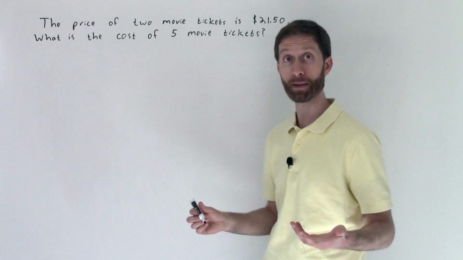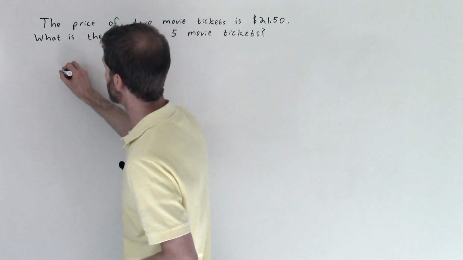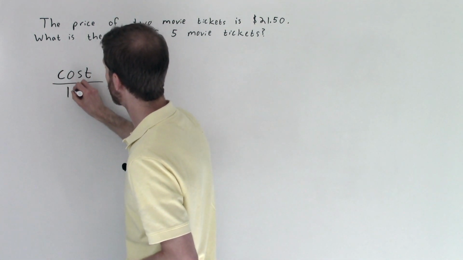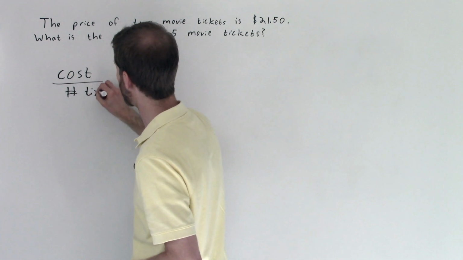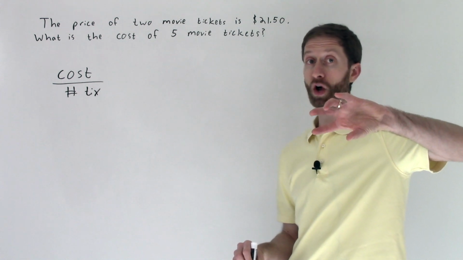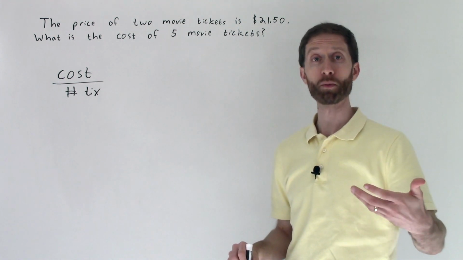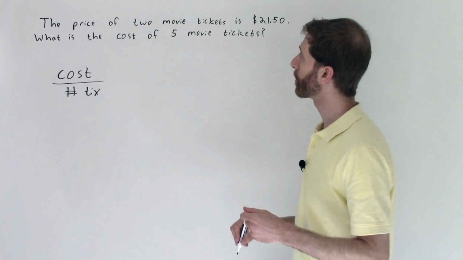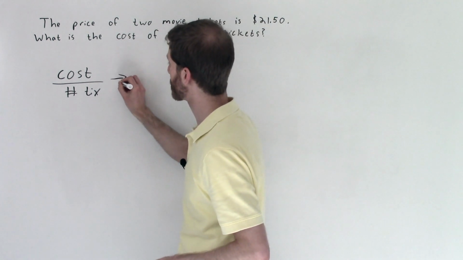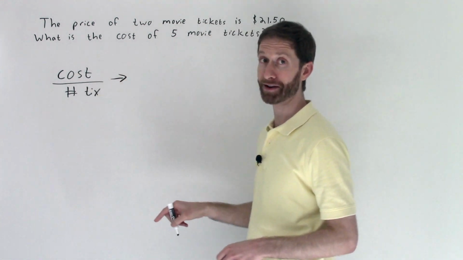Because the cost of each movie ticket should not be different if we're all buying the same ticket. So I'm going to start out with that main idea, that you should have the same rate. So you're looking at cost per number of tickets. Now, you could also look at it as number of tickets per cost. There's no reason why we can't set up our proportion that way as well. So we want the rates to be equal. I'm going to set up my proportion that way and use this as my basic plan or blueprint of how to proceed.